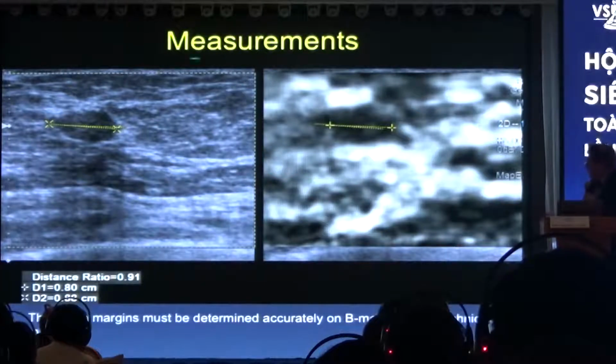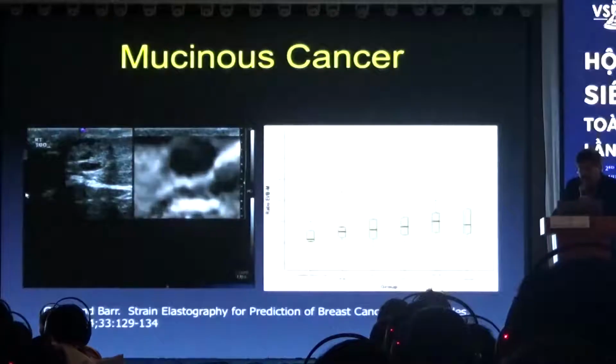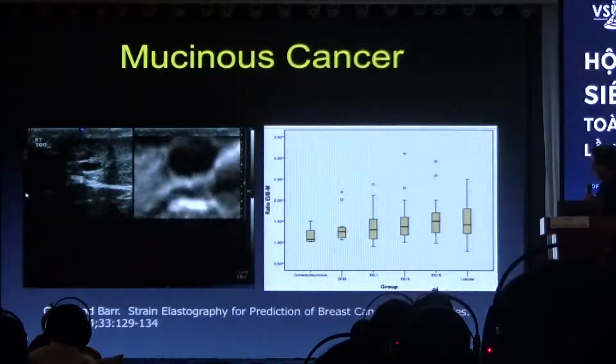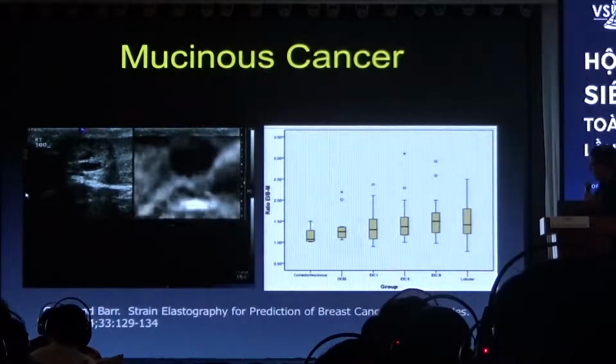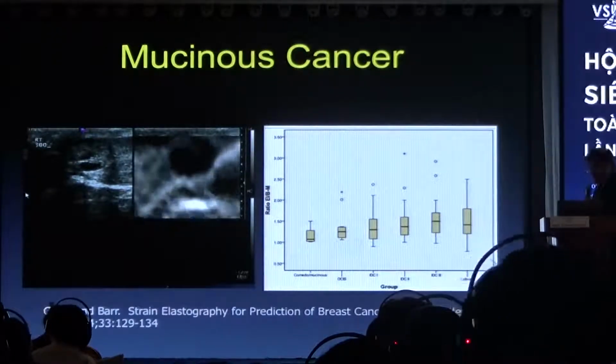And I'll show you our work as well as others that show this is extremely sensitive and specific for characterizing breast lesions. This is a paper where we looked at several hundred of our breast cancers, and we plotted that ratio. We measure the length of the lesion on elastography and divide it by the length of the lesion on B-mode, and we say anything 1 or above is a cancer.